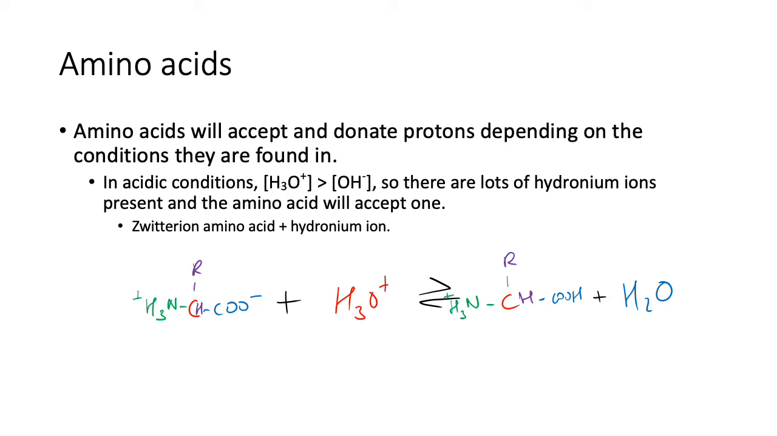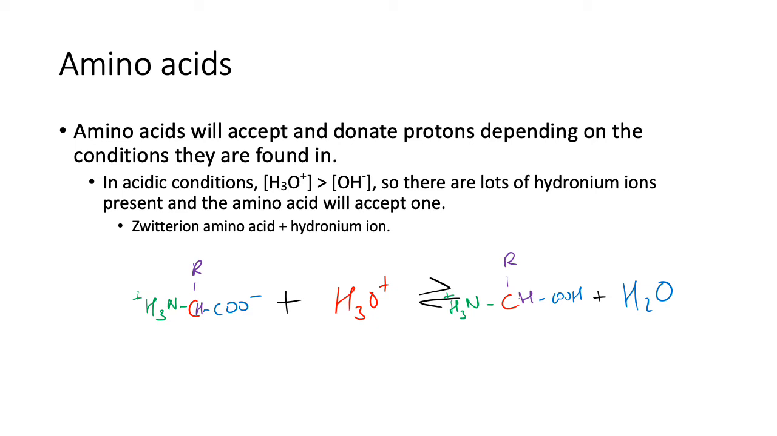So you'll notice that this now only has one charge on it. Now it's positively charged, and therefore it's no longer a zwitterion, it's just an ion. And so that's the positive ion of an amino acid. And then you've got, because it's taken away from the hydronium ions, the extra hydrogen.